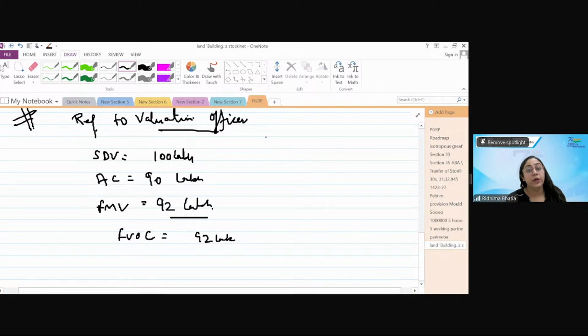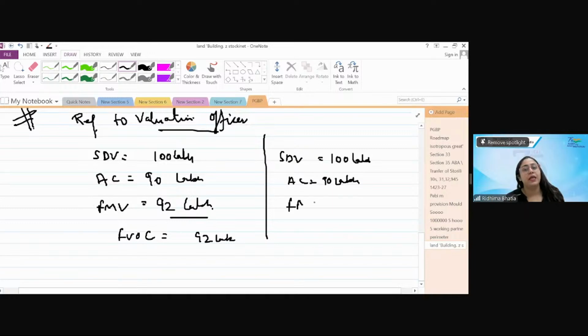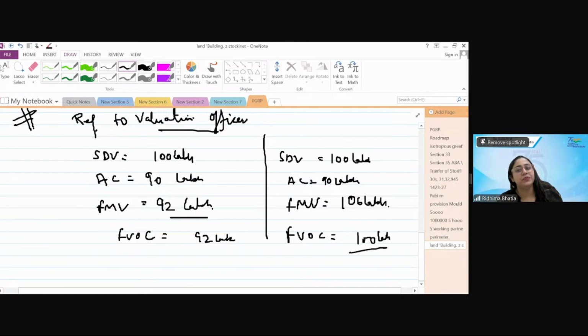Okay. Now a reverse situation can also happen: the stamp duty value was 100 lakh, and the actual consideration was 90. You went to the valuation officer, and he picked the fair market value as 106 lakhs. Now what will you do? In that case, it would stick to 100 only.